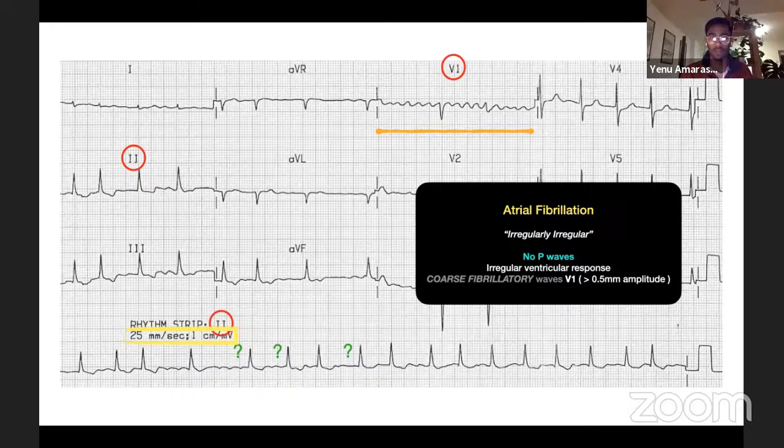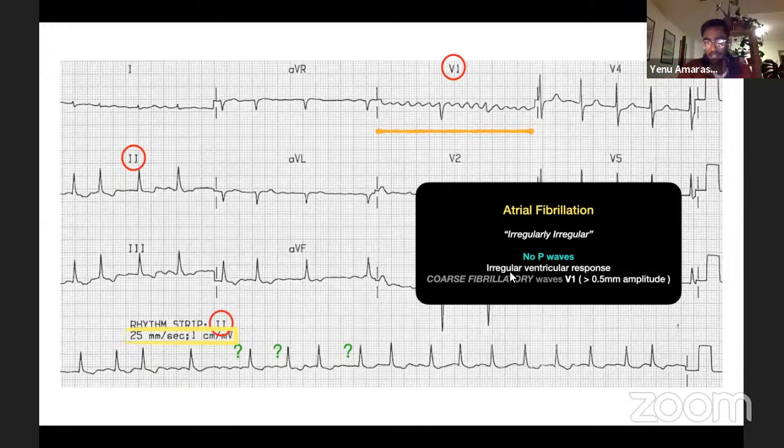So generally there are no P waves. P waves can maybe confuse you, but these are not P waves, these little slight positive deflections. So there's a general absence of P waves along the whole strip, and there's a very irregular ventricular response.